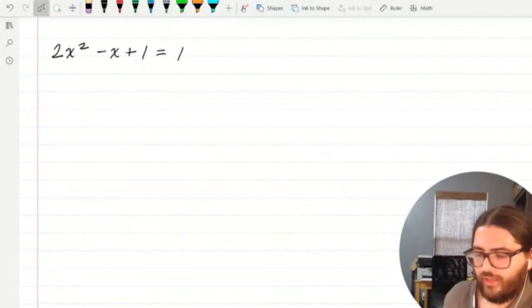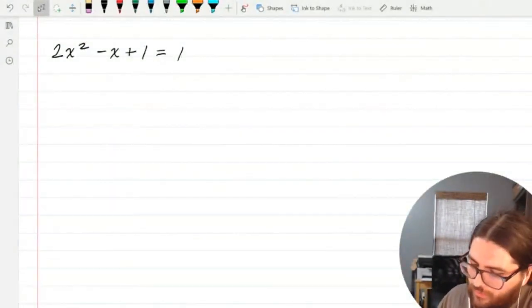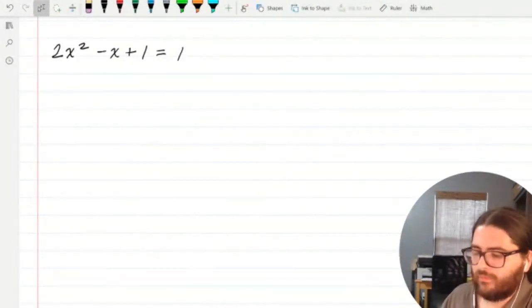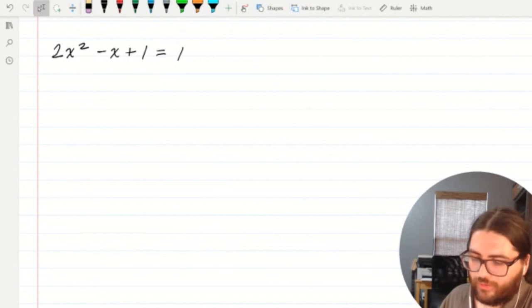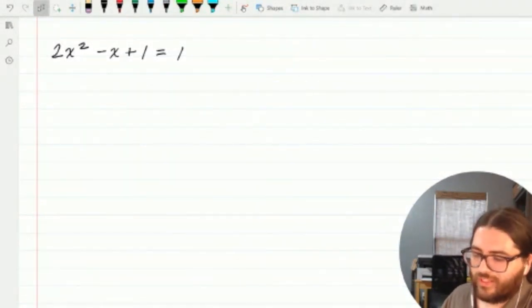Take a small breather here and see if you can solve this one. 2x squared minus x plus 1 equals 1. You can pause the video here, but I'll wait for just a moment longer. See what you get.